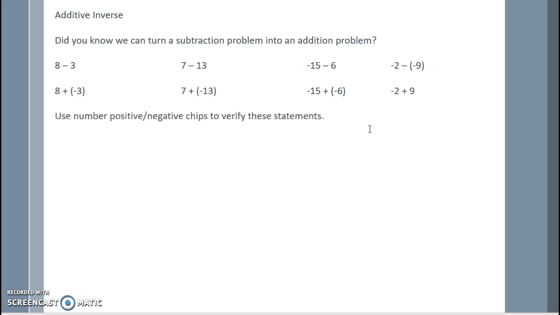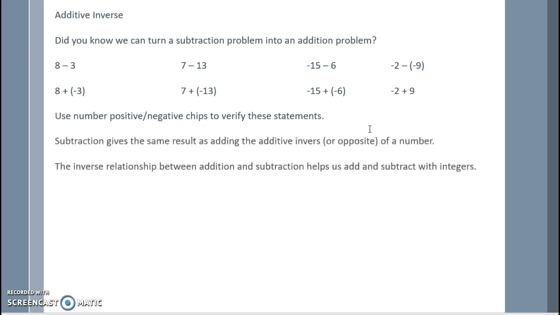Go ahead, try using positive and negative chips to verify that these statements are in fact true. So pause the video, play around with your chips a little bit to see if these are true. Subtraction gives the same result as adding the additive inverse or opposite of a number. The inverse relationships between addition and subtraction help us to add and subtract with integers.